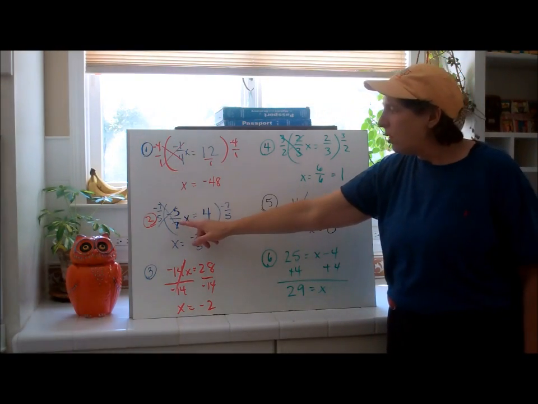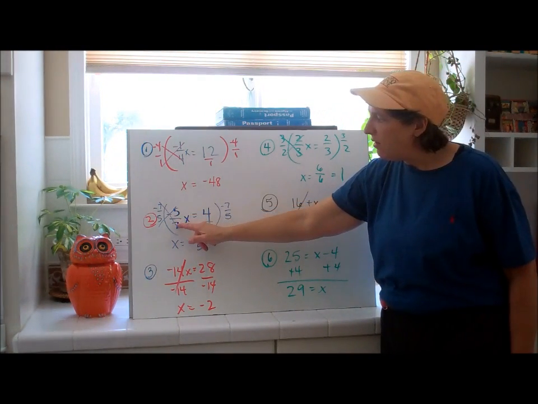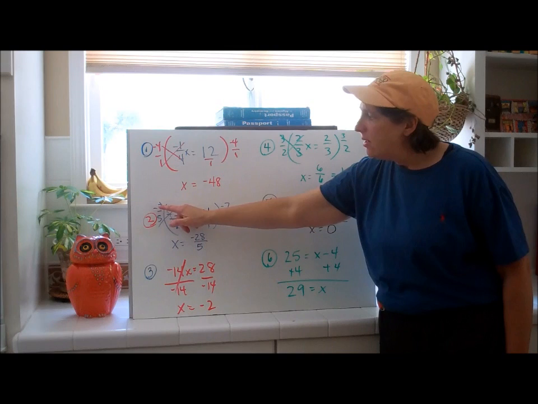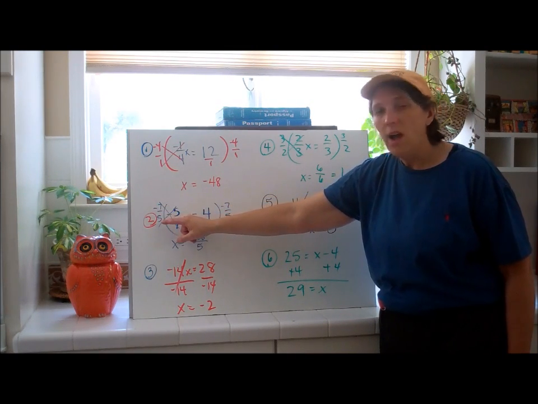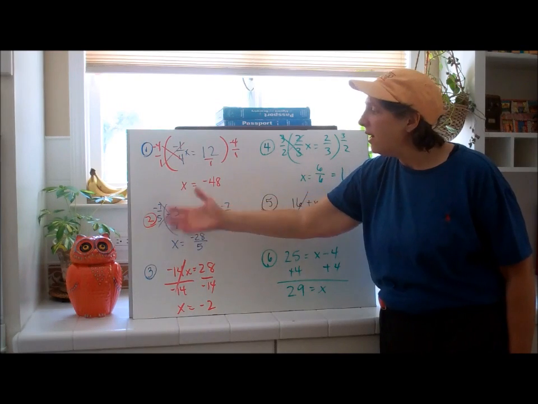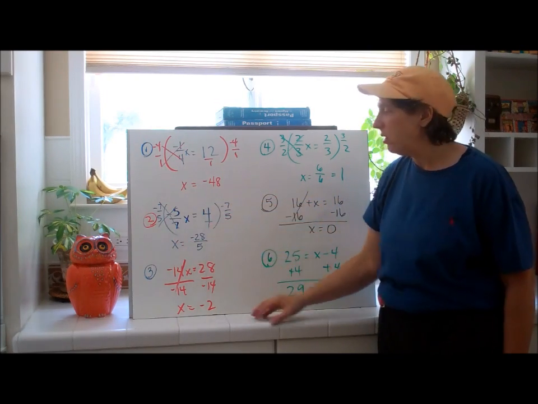Number 2, you're going to multiply by the reciprocal of negative 5/7, which is negative 7/5. You might have written 7 over negative 5. That's fine, but recognize the negative, it doesn't matter which one it goes with.